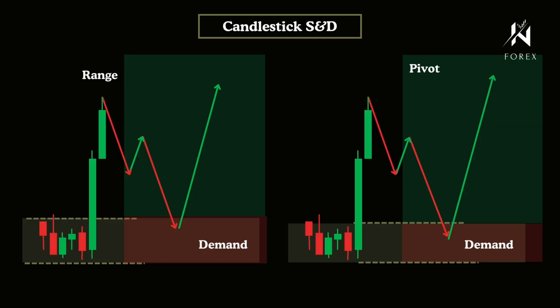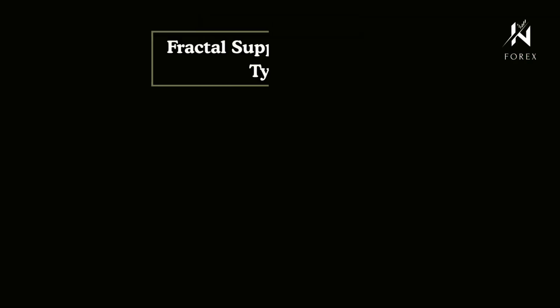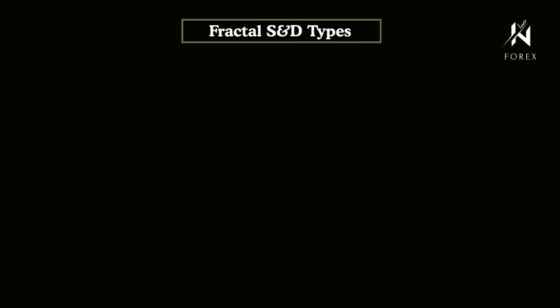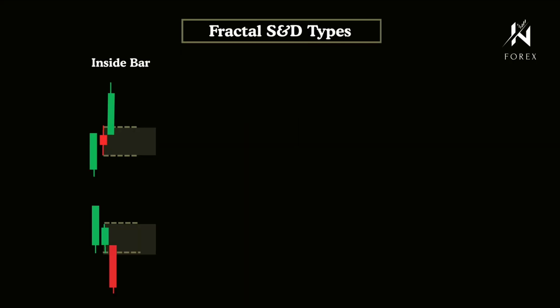The third method for mapping out supply and demand zones is the fractal model, which is categorized into three variations. The first category of the fractal approach is the inside bar formation. This takes shape during strong impulsive moves where the price fails to exceed the high or low of the previous candle, essentially forming a consolidation zone on a smaller time frame.